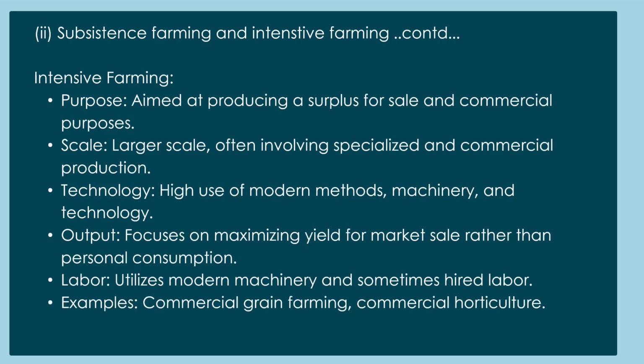Intensive farming. The purpose is aimed at producing a surplus for sale and commercial purposes. It is larger in scale, often involving specialized and commercial production. It uses high amounts of modern methods, machinery, and technology. It focuses on maximizing yield for market sale rather than personal consumption. It utilizes modern machinery and sometimes hired labor. The examples are commercial grain farming, commercial horticulture.